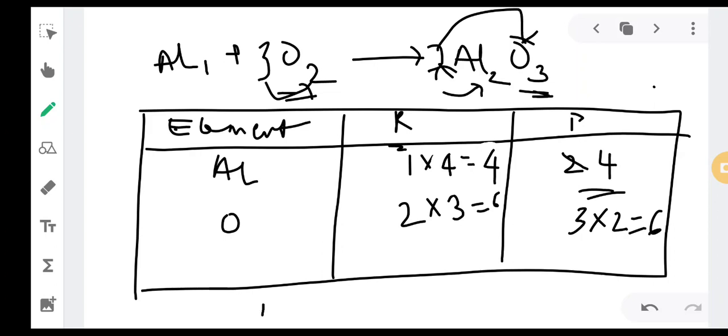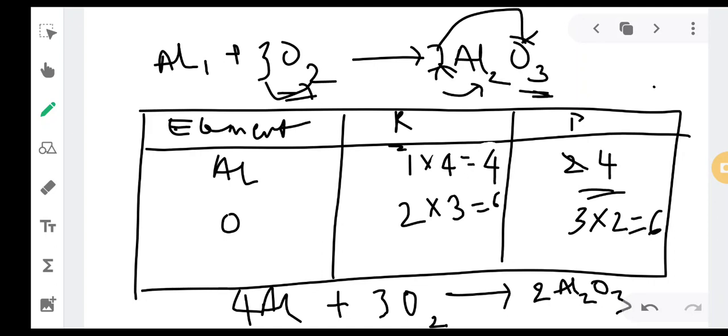While writing the chemical equation you have to always write the balanced chemical equation as the answer. So you need to write it as 4Al plus 3O2 gives you 2Al2O3. This is how the chemical equation is balanced, by multiplying the number of atoms on the left hand side and right hand side. Whenever you multiply the numbers it will get balanced.